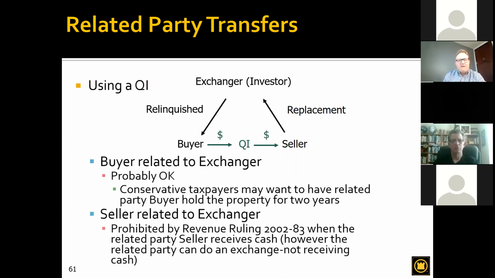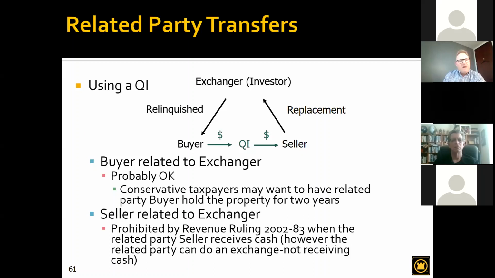In the event the replacement property related party is also doing a 1031 exchange, we've had a couple of private letter rulings where that has been allowed as long as that related party is not cashing out. They've ruled favorably on that. So that is our related party rules there.